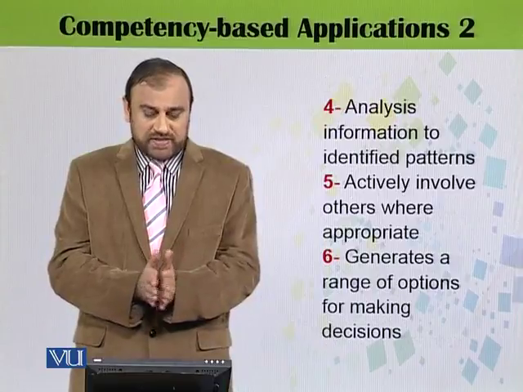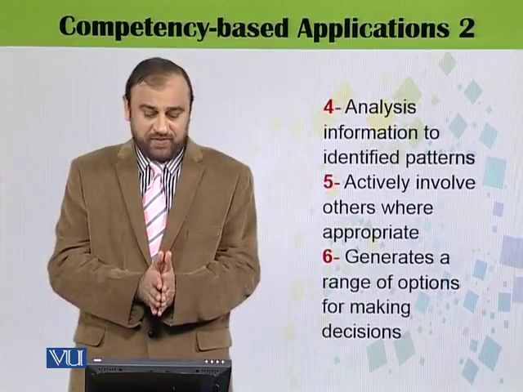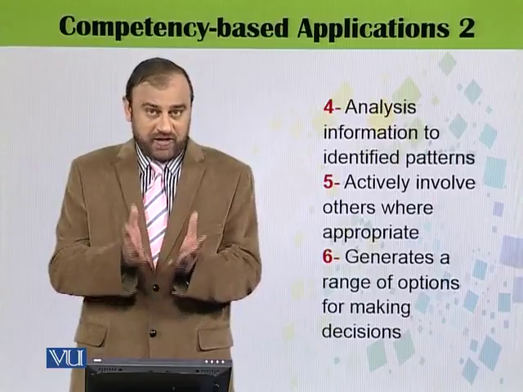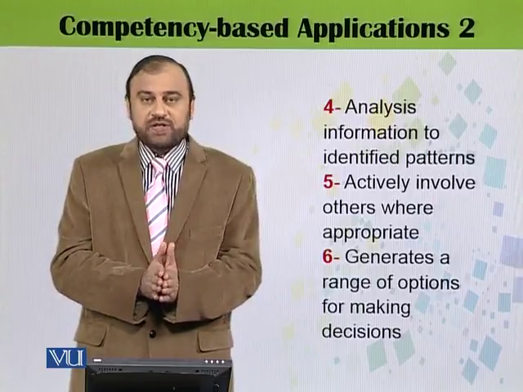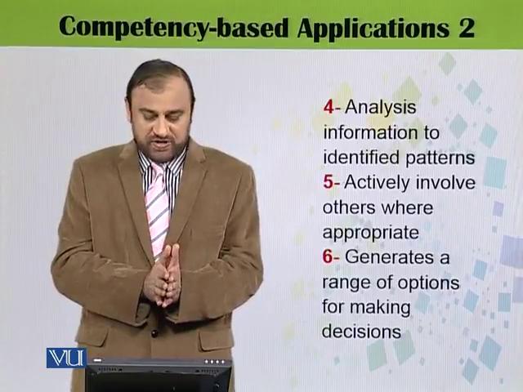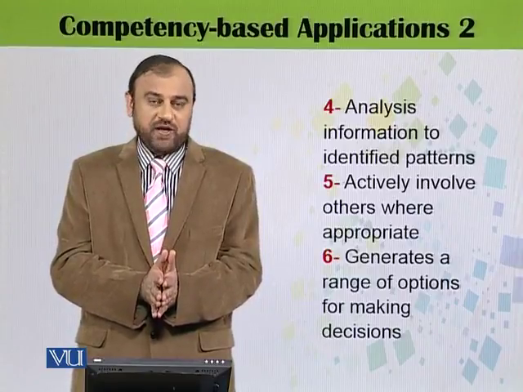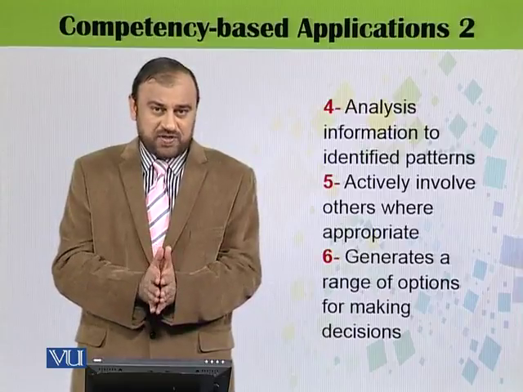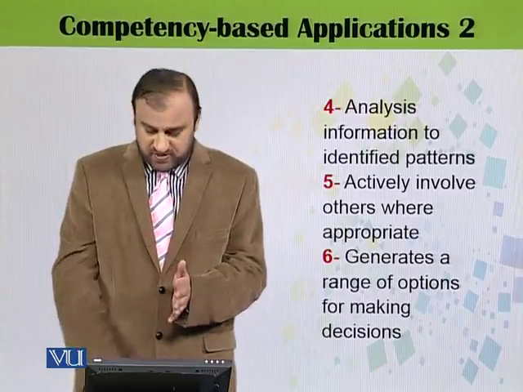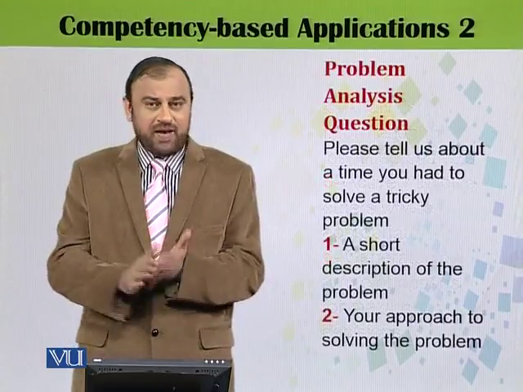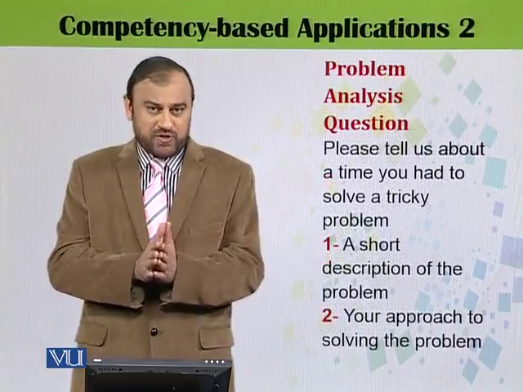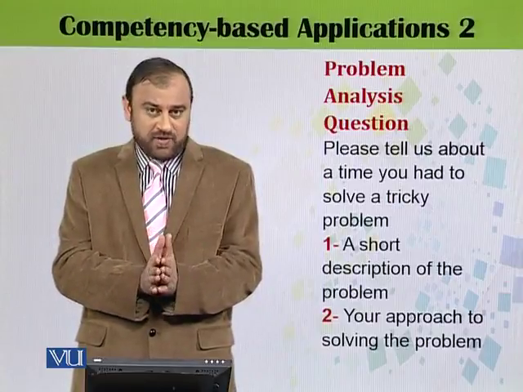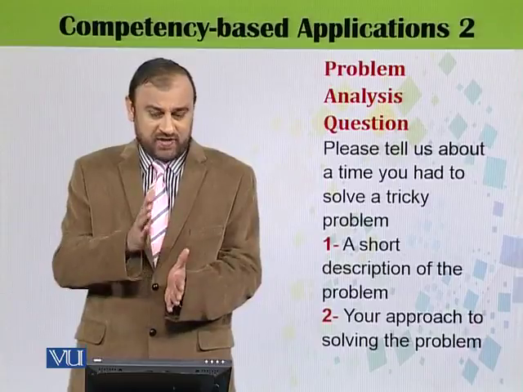Then number 4 is analyzing information to identify patterns. Then number 5 is actively involving others where appropriate in a problem analysis. And number 6 is generating a range of options for making decisions. So not just one option. If you have a number of options in making a decision, it is much better. So for problem analysis questions, if you want to know that a person has problem analytical skills, then you need to ask certain questions.